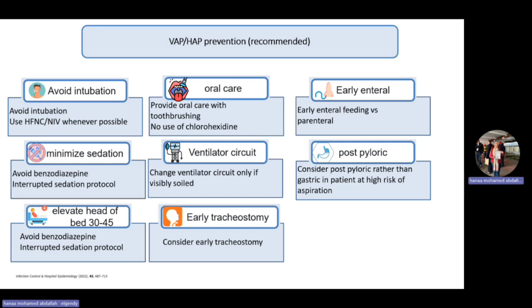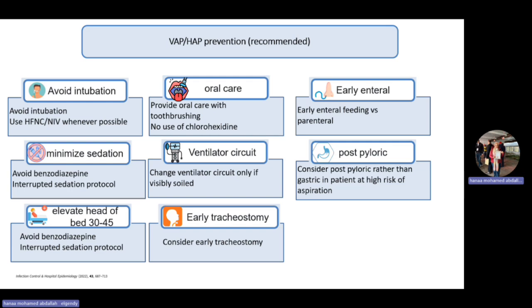Early enteral nutrition versus parenteral feeding. If it's feasible to start post-pyloric nutrition, consider post-pyloric rather than gastric feeding in patients at high risk of aspiration.